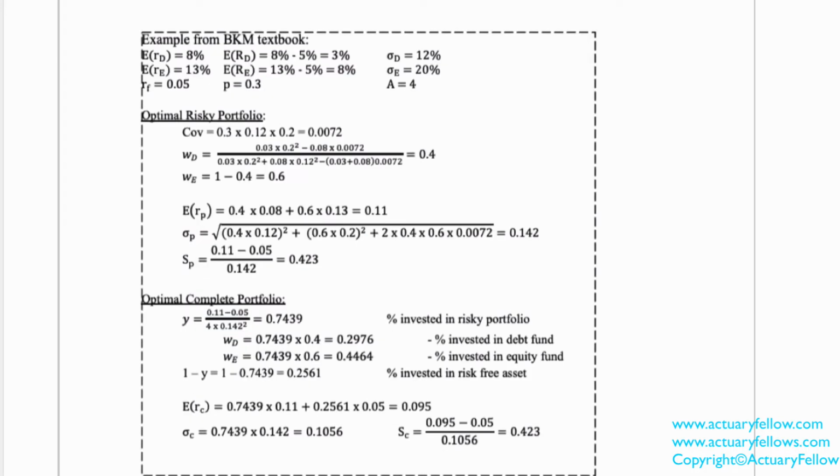Let's work on a numerical example. The expected return is 8% for the debt fund, 13% for the equity fund. Risk-free rate 5%, standard deviation 12% for the debt fund, and 20% for the equity fund. Correlation is 0.3, investor risk aversion is 4.